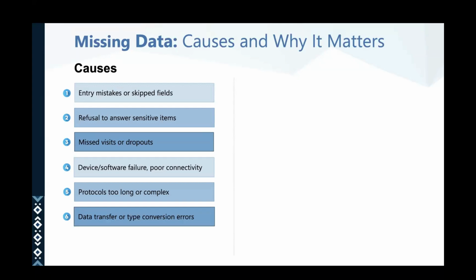The sixth cause will be data transfer or different data type conversion errors. And I think this is a very common one, particularly when we are using electronic devices which involve syncing data between the device and maybe the cloud or the server. You can have some obstructions at that level due to different reasons. It could be network, it could be the technology itself. And if there's a breach in the way that data moves from the device to the cloud, then you can have that aspect of the data missing.